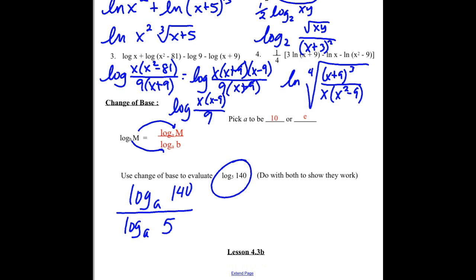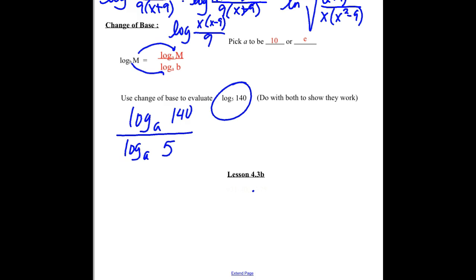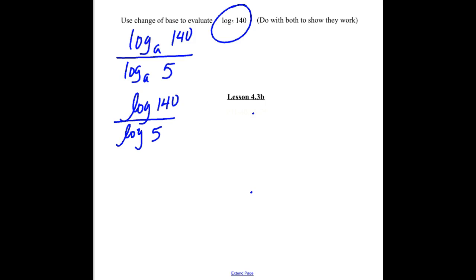Okay. So we said it makes sense to pick either natural log or common log. So instead of log base A, I'm going to say log base 10. Common log of 140 divided by common log of 5. If I were going to use base E, I could say natural log of 140 divided by the natural log of 5. The only thing you really need to be careful of on your calculators is when you hit that log key, whether it's common log or natural log, it's going to put a parenthesis in there. You need to make sure you close it off before you divide by the second part of that.